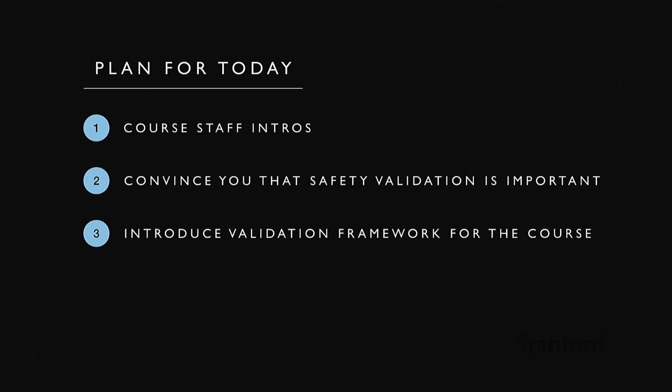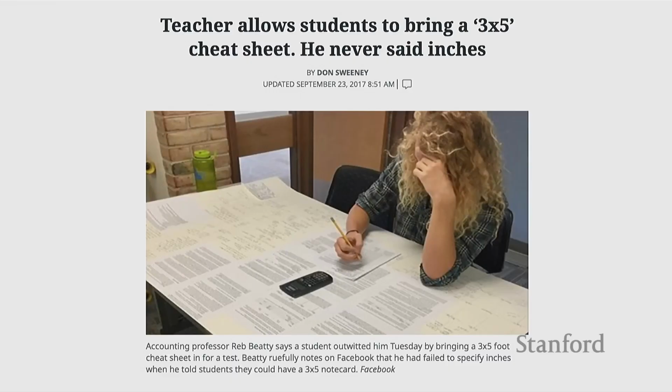Now I'm going to try to convince you that safety validation is important. So there was this teacher that told students that they could bring in a 3x5 cheat sheet for their test, but he didn't specify that he meant 3x5 inches. So one student took the liberty to then bring in a 3x5 foot cheat sheet for their test. And so this is an example of a misspecified objective.